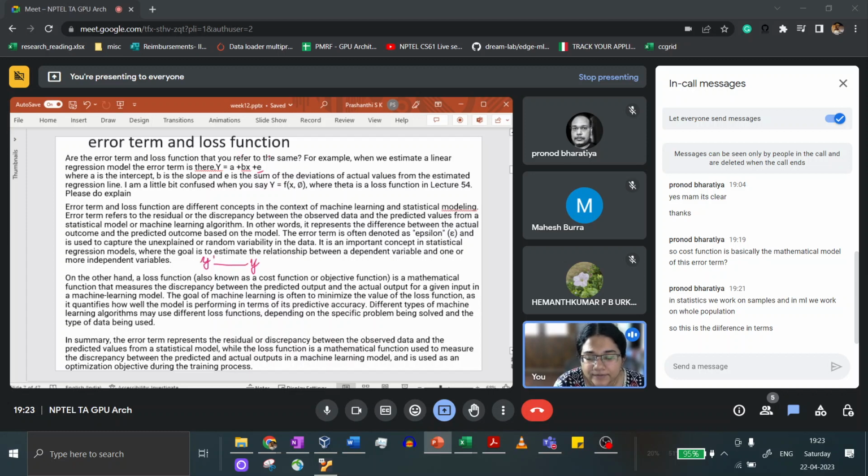So error term and loss function by now are pretty standard. Wherever it is used, this is typically what it means. But it's important for you to be aware of this terminology so that you don't use them interchangeably. They are not interchangeable.